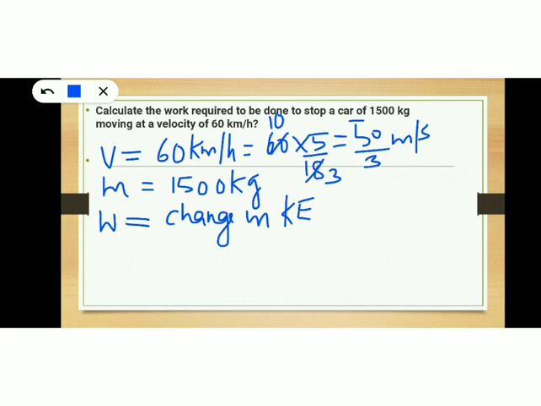Initially the car will move with a velocity of 60 km per hour or 50 by 3 meter per second. So what will be the change in kinetic energy? Change in kinetic energy will be final kinetic energy minus initial kinetic energy. So here final kinetic energy is half mv square, v is the final velocity, and initial kinetic energy is half mu square. u is the initial velocity.